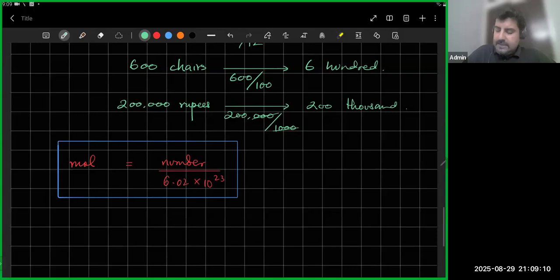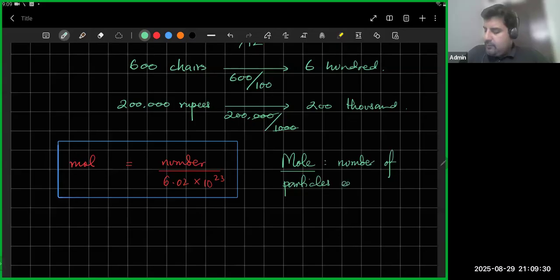As for the definition of a mole, what is a mole? Simply, it's the number of particles equal to something. Now, what is a dozen? It's the number of particles that are equal to 12. What is a mole? It's the number of particles that's equal to 6.02 times 10 power 23.